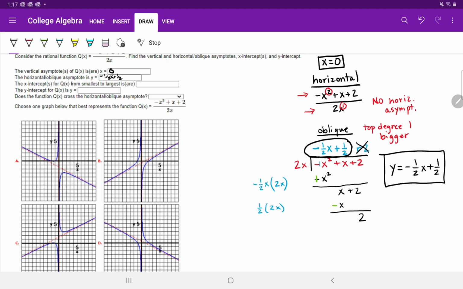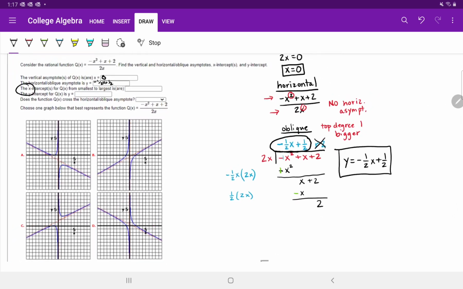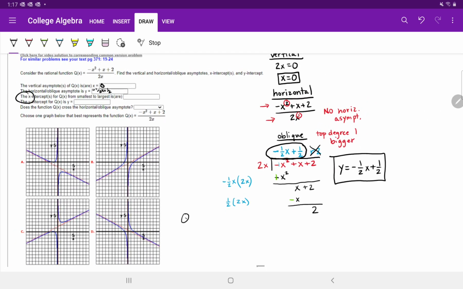All right, to find the x-intercepts and the y-intercepts, you know those steps. The algebra's not that hard. I think you can handle those on your own. Let's answer the question, does the function q of x cross the horizontal or oblique asymptote? So we don't have a horizontal asymptote, we just have an oblique asymptote. So we're going to take our function q of x and see if it ever crosses the oblique asymptote. If they cross, then that must mean there is a point where they're equal to each other. Let's see if we can find it.